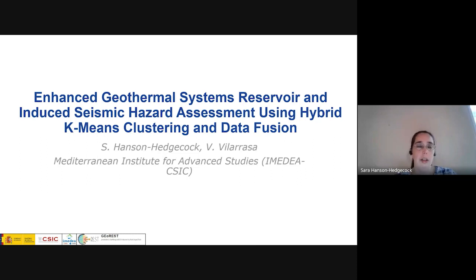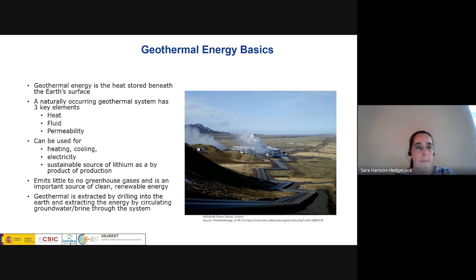Induced seismicity. What I'm talking about today is trying to develop reservoir models and seismic hazard assessments using AI methods of clustering and data fusion.